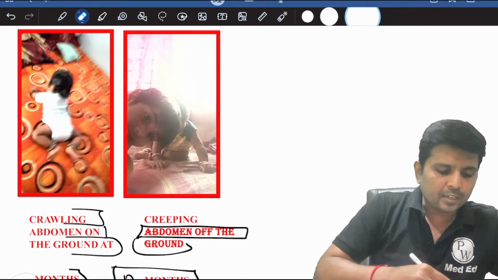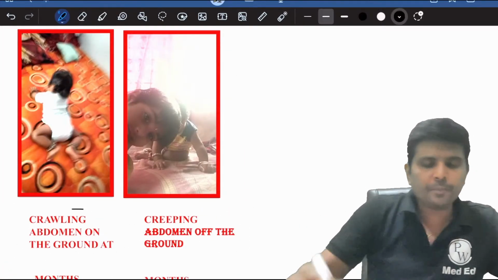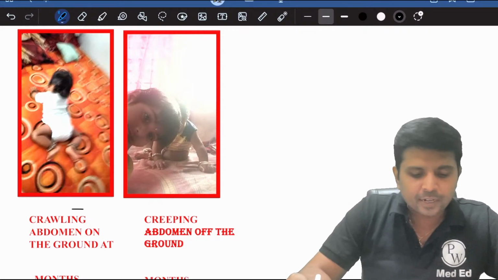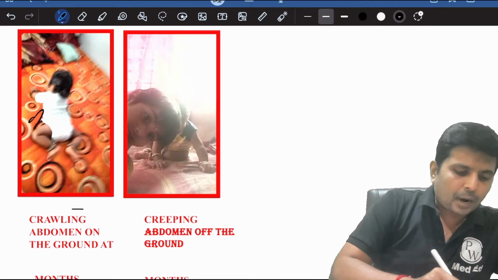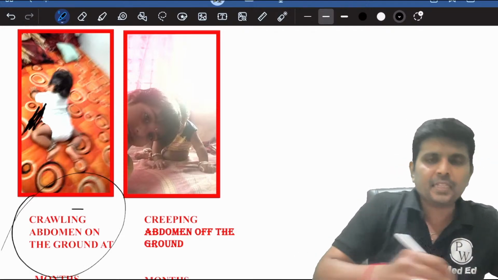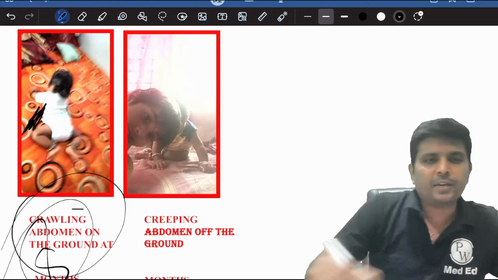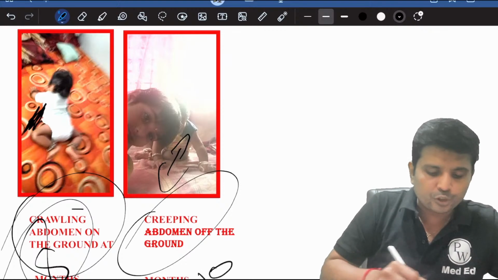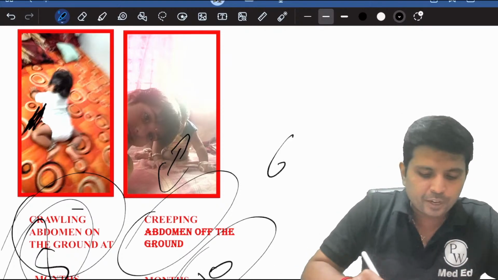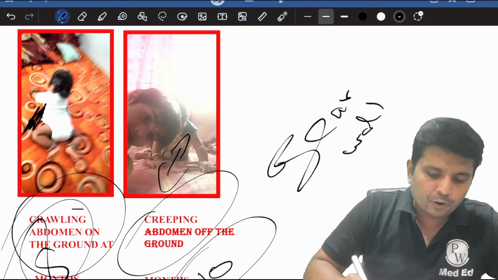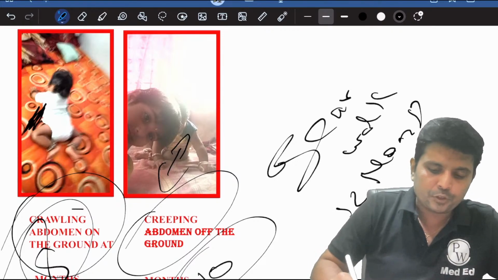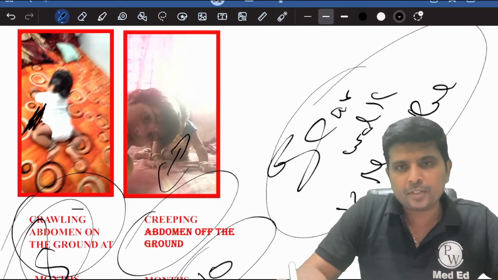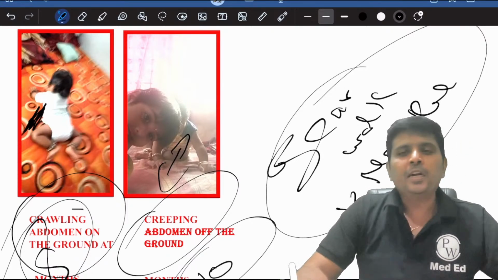Okay. Now, what is called crawling and creeping? Remember, very, very important. So often you get confused with respect to crawling and creeping. Crawling means abdomen is touching the ground. It usually occurs by about 8 months, whereas abdomen off the ground is called creeping, which occurs usually by 10 months. Whereas bear walk usually occurs by about 12 months. So crawling abdomen touching the ground 8 months, creeping abdomen off the ground 10 months, and bear walk by about 12 months.